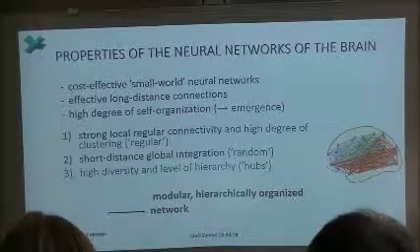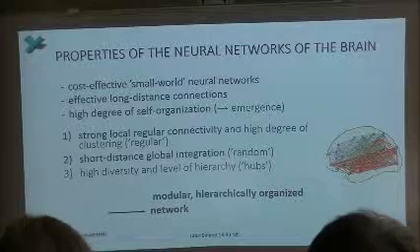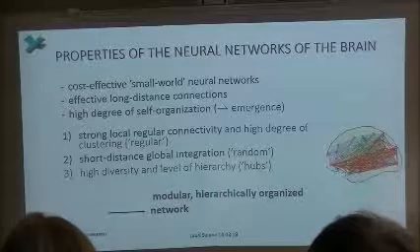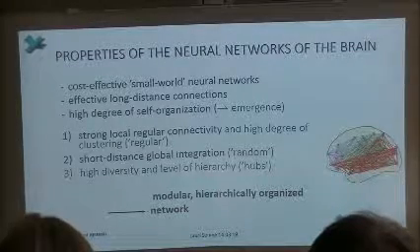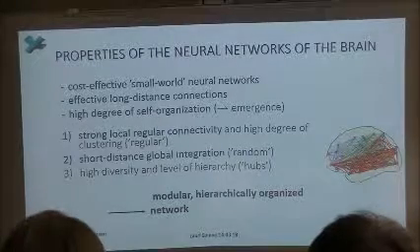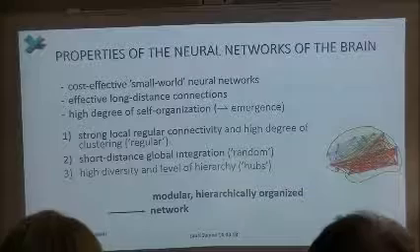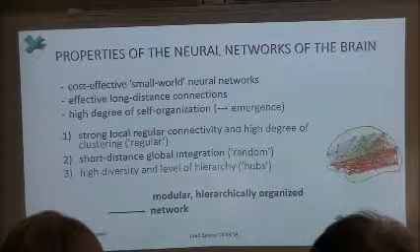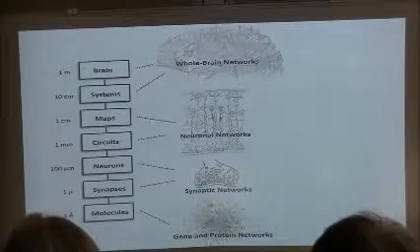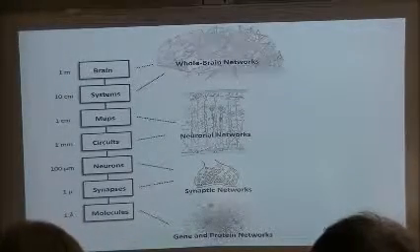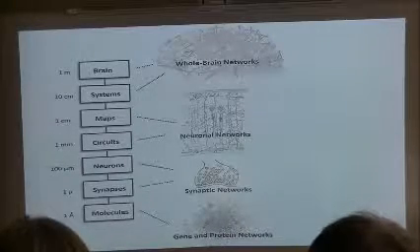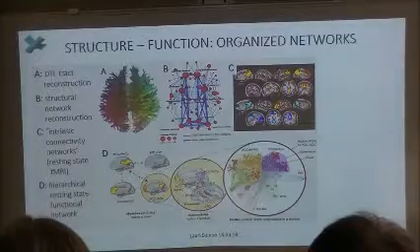So in short, networks of the brain: cost-effective, small world neural networks, very effective long-distance connections, and a high degree of self-organization. That means that the input that comes to a module may give rise to features that have not existed before. That's emergence. And we have networks at all levels: gene-protein networks, synaptic networks, neuronal networks, and whole brain networks.